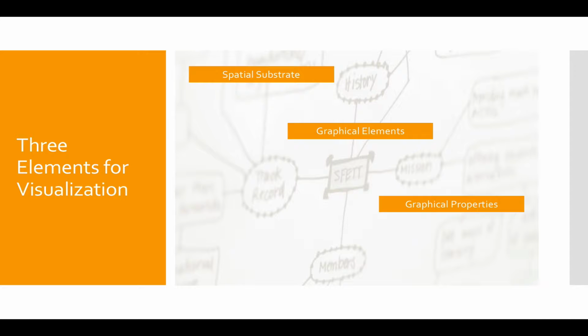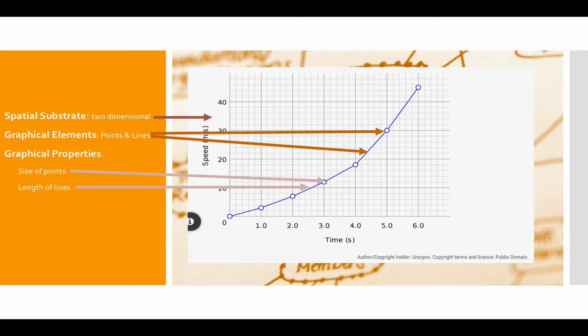There are three elements to define for an information visualization according to Card, McKinley, and Schneiderman in their text, Readings in Information Visualization, Using Vision to Think. They are the spatial substrate, the graphical elements, and the graphical properties. Here, the spatial substrate is two-dimensional. The graphical elements are points and lines, and the properties are the size of points, length of lines, the orientation of the lines, and the color blue.